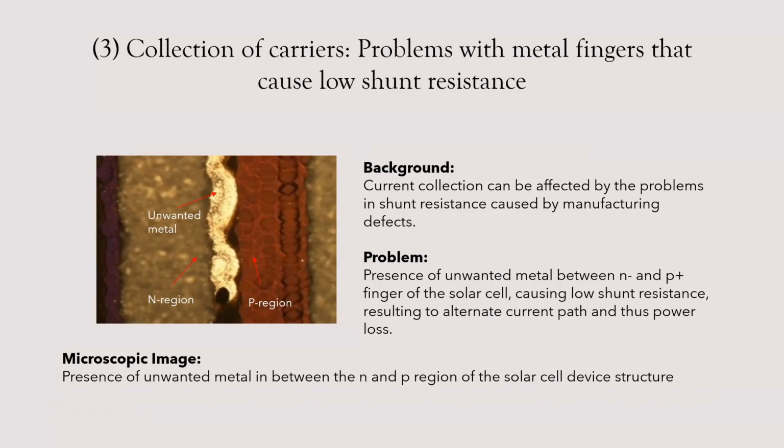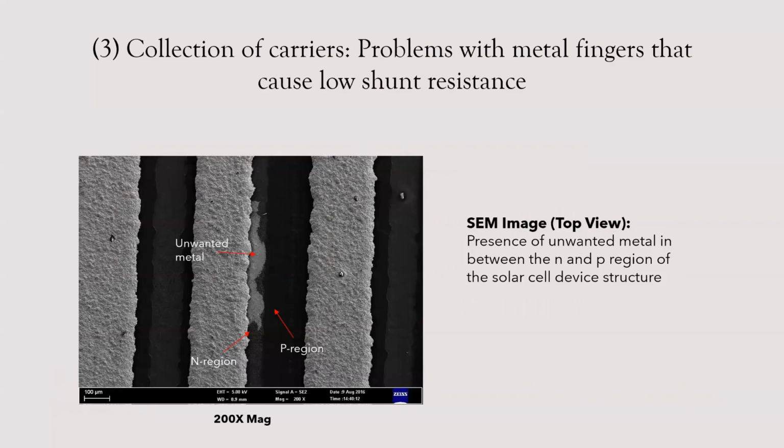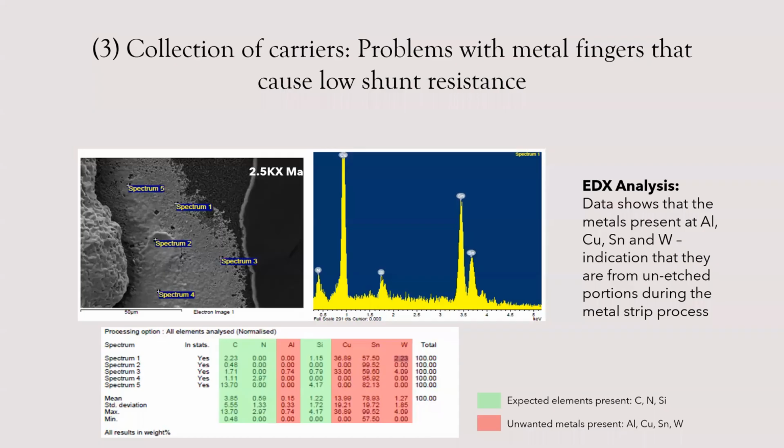But how can we know for sure? With the use of SEM-EDX, a top view image confirms that the unwanted metal-like material is really connecting the PN junction that is suspectedly causing the shunting in the device. And with the help of EDX analysis, it was confirmed that there are metallic elements found in the unwanted material, and since they are metallic in nature, the shunting mechanism is confirmed to be coming from this unwanted connection of the PN junction.